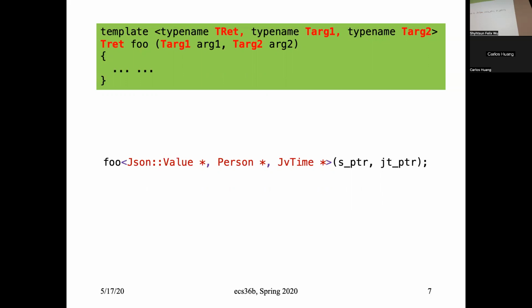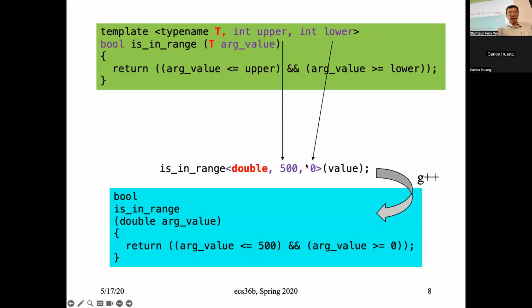You can name them anything you want. I'm just using these as parameters, and you can say foo JSON value star, the second parameter is person star, the third one is JV time star. That means you have a function which returns a JSON value and takes two arguments. The first argument is of type person, and the second argument is JV time. So that is essentially how you do this kind of mapping. Okay, I'm going to stop here, and I will continue this topic on Wednesday. All right.